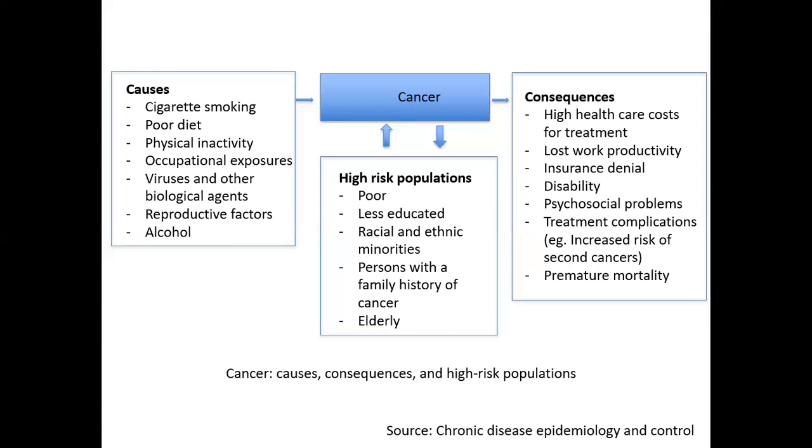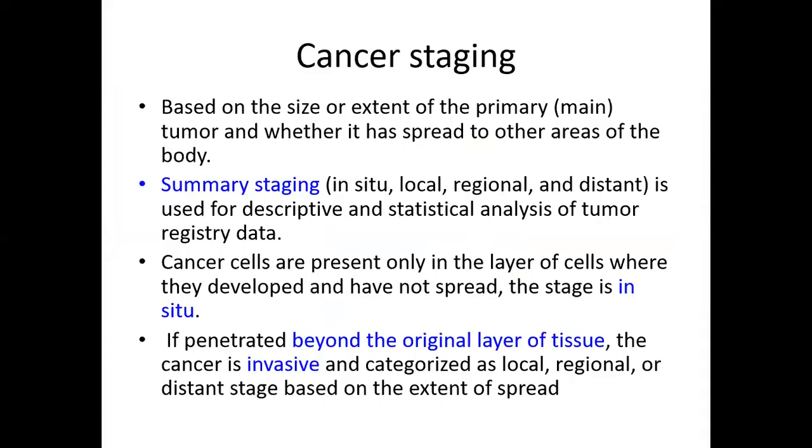So, cancer has different stages based on the size and extent of the primary tumor, and whether it has spread to other tissues, other areas of the body or not. Primary staging is used for descriptive and statistical analysis of tumor registry data. Cancer cells are present only in the layer of cells where they develop and have not spread.